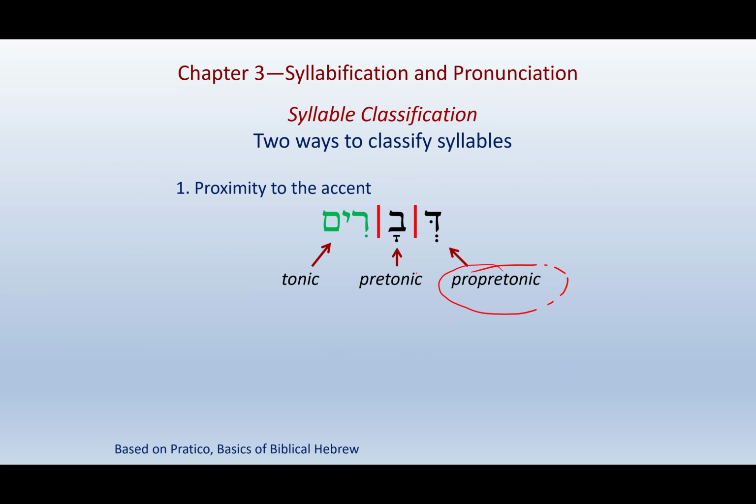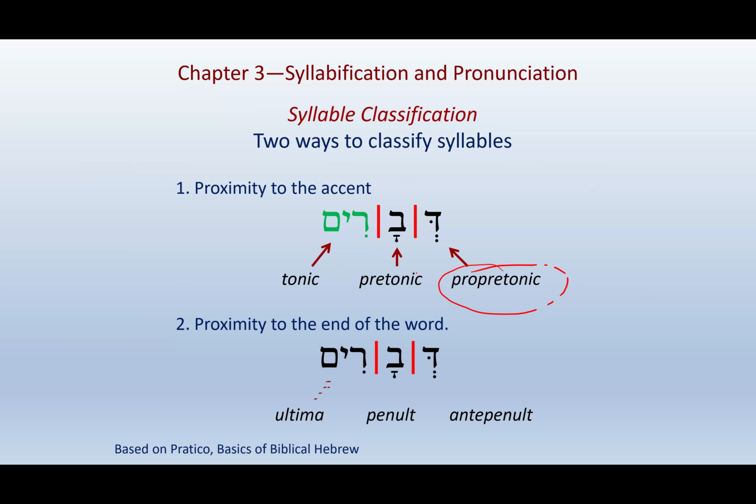This is not the hottest iron in the fire, so don't worry about remembering tonic, pretonic, and propretonic. I think those are the ones used in the book, but there is also another naming set that some grammars or some people might use, based on proximity to the end of the word. Those are ultima, penult, and antepenult. It's basically a name for which syllable you're talking about. Again, devarim is going to be accented on the last syllable there too. So it's good to know this, but there are more important things to memorize than this.